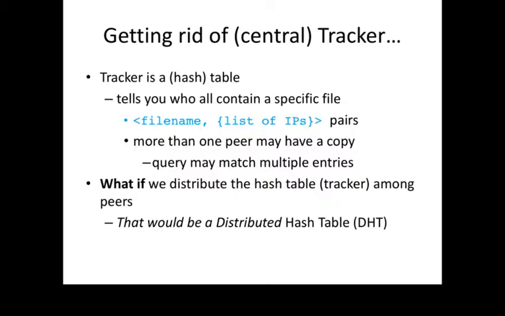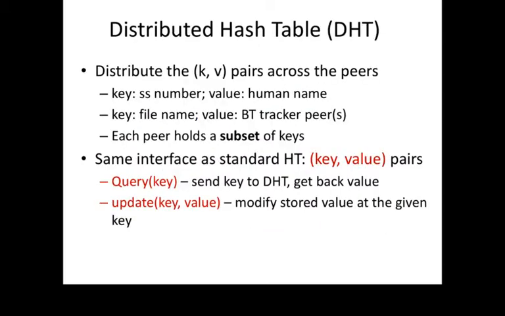After that, for example, when you enter or leave, or as you get more chunks, remember you should also inform the tracker of what chunks you have, right? So that information, you don't have to go to the central guy. All right. So the goal is to distribute these key-value pairs among the peers themselves. In this case, the key is actually the file name, and the value is the BitTorrent peers, right? BitTorrent tracker peers, and each peer holds a subset of keys, right?